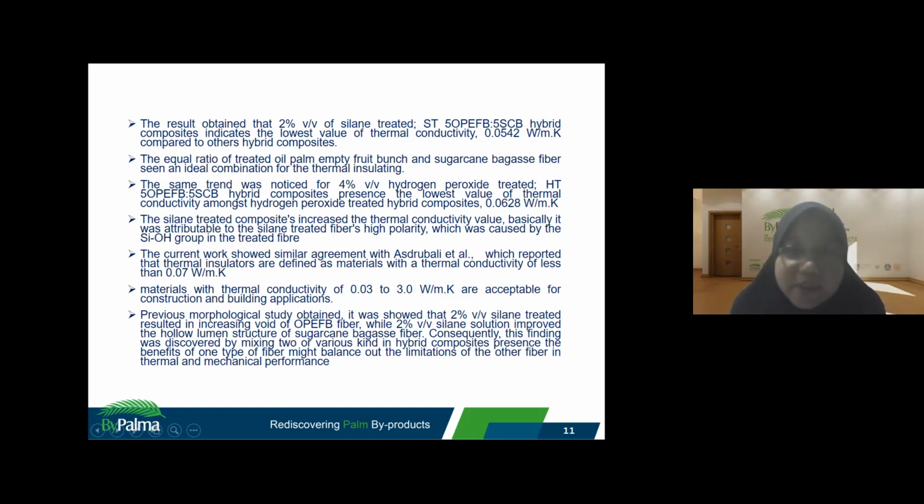The same trend was noticed for 4% hydrogen peroxide treated. The hybrid composite presents the lowest value of thermal conductivity amongst the hydrogen peroxide treated samples.